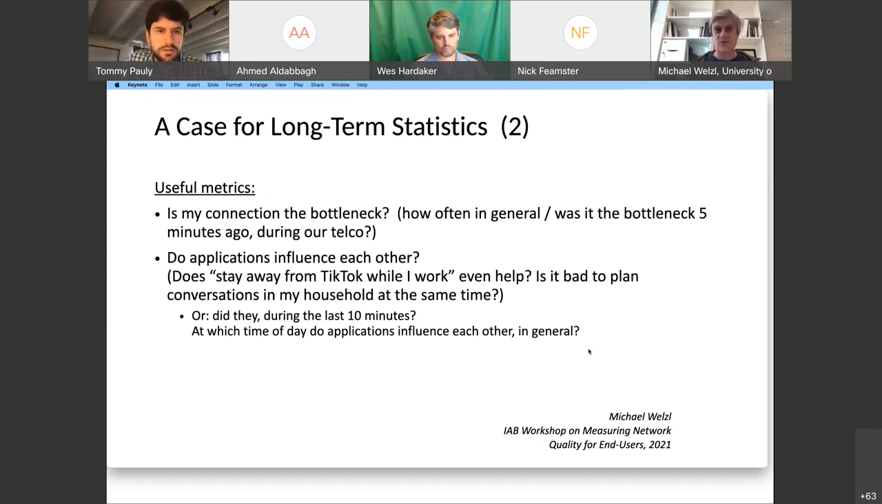So useful metrics, as examples, would be: is my connection the bottleneck? How often is it in general? Or was it the bottleneck 5 minutes ago during a telco that I just had? Do applications influence each other? This question of, is there really a problem when somebody's doing something in parallel?